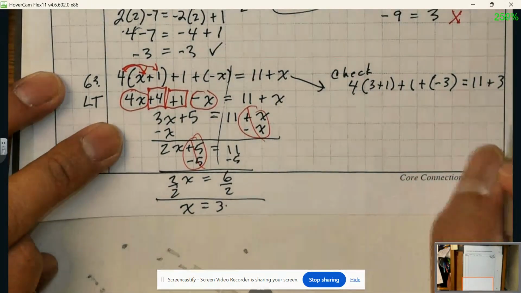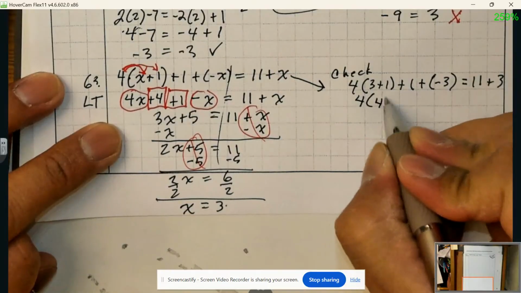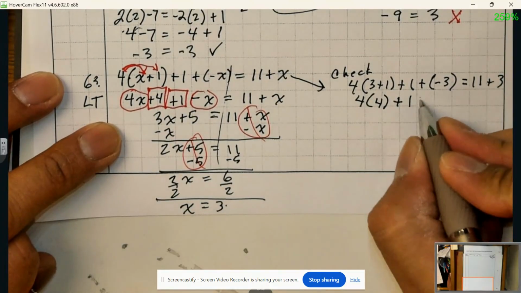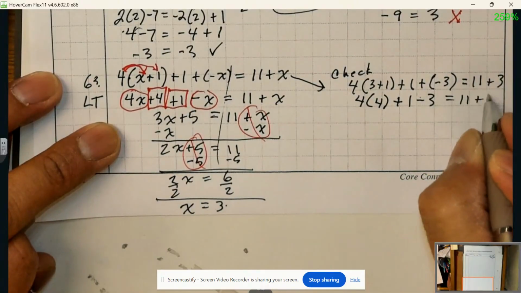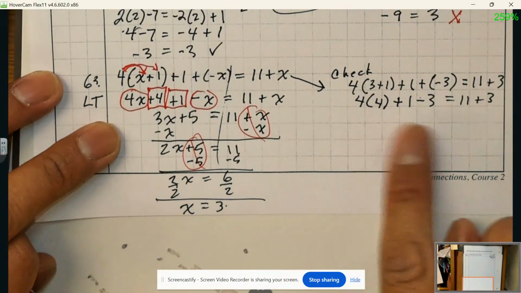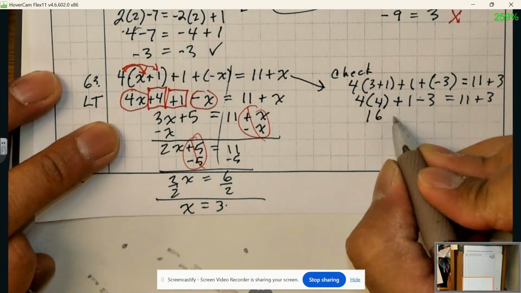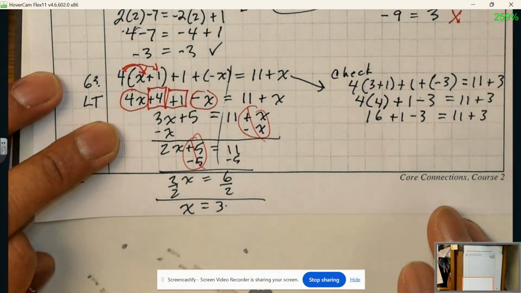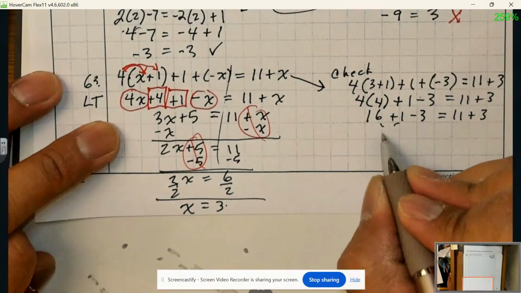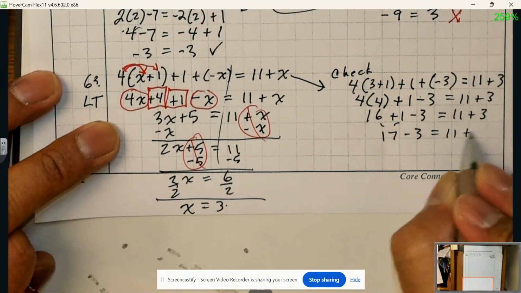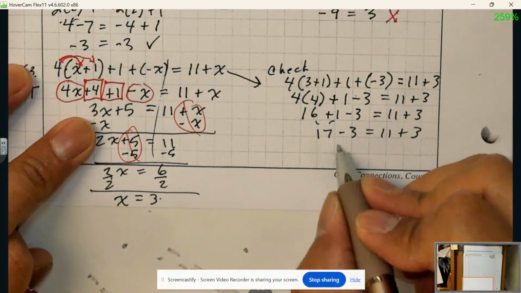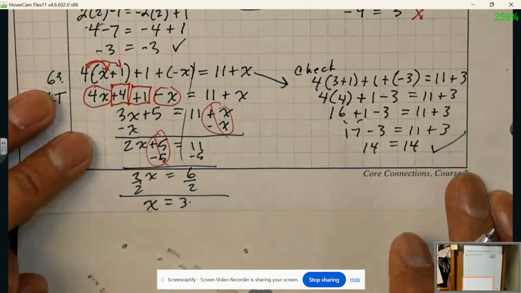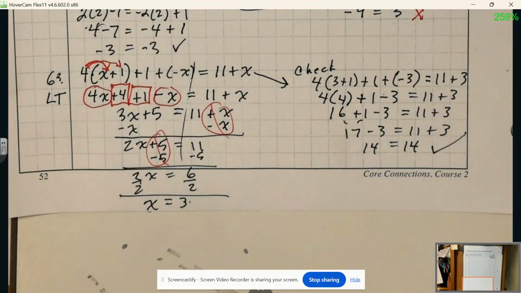So now this gives us 4 times 4 plus 1 plus negative 3 is equal to 11 plus 3. And then we do multiplication first. We get 16 plus 1 minus 3 is equal to 11 plus 3. 16 plus 1, we're going left to right now, is 17 minus 3 equals 11 plus 3. 17 minus 3 is 14, is equal to 11 plus 3, which is 14. So that checks out. That means that x is equal to 3.